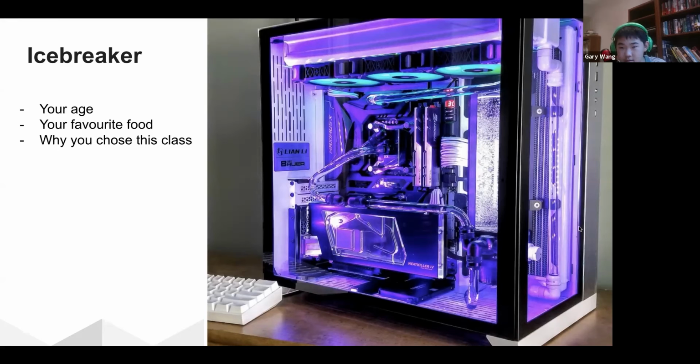For whoever just joined, so George, my name is Ivan, and my co-presenter here is Gary, and we're going to talk about the history of computers and computers in general. So if you could unmute yourself, for the icebreaker, just tell us your age, your favorite food, and why you chose this class, that would be great. And if you can turn your cameras on, that would be great as well.